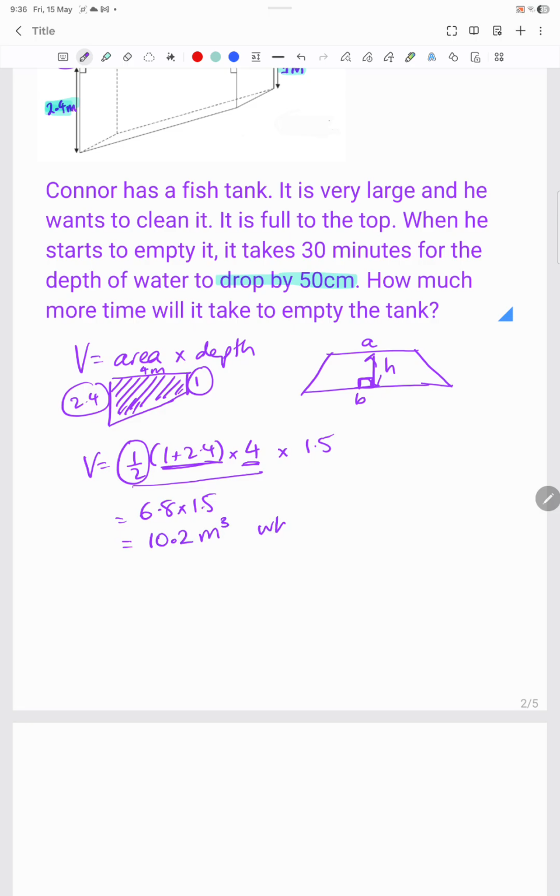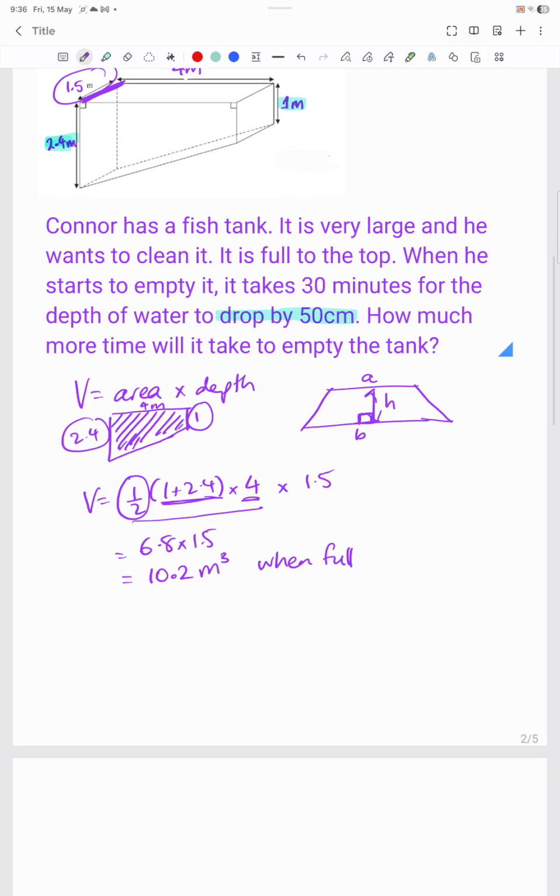So that's when full. So now we're going to see how much water went out in the first 30 minutes. I'm going to work with the solid volume measurements here. I'm not converting everything over to litres. You might want to try that, because usually when we work with water, we will be working with litres per minute.